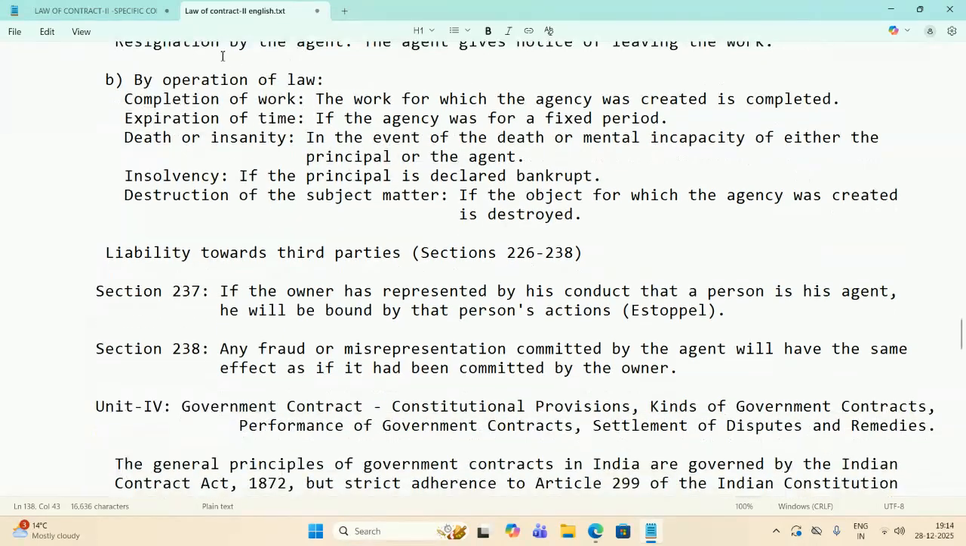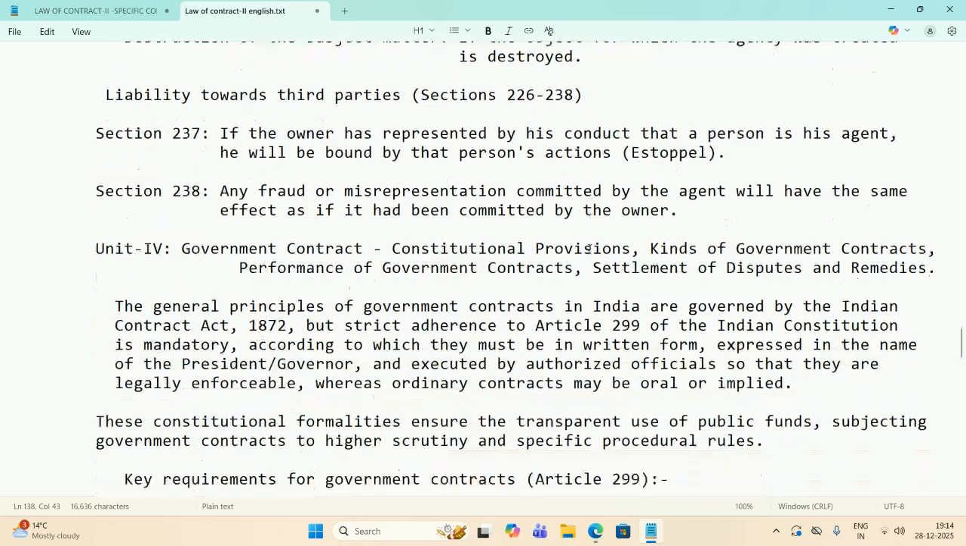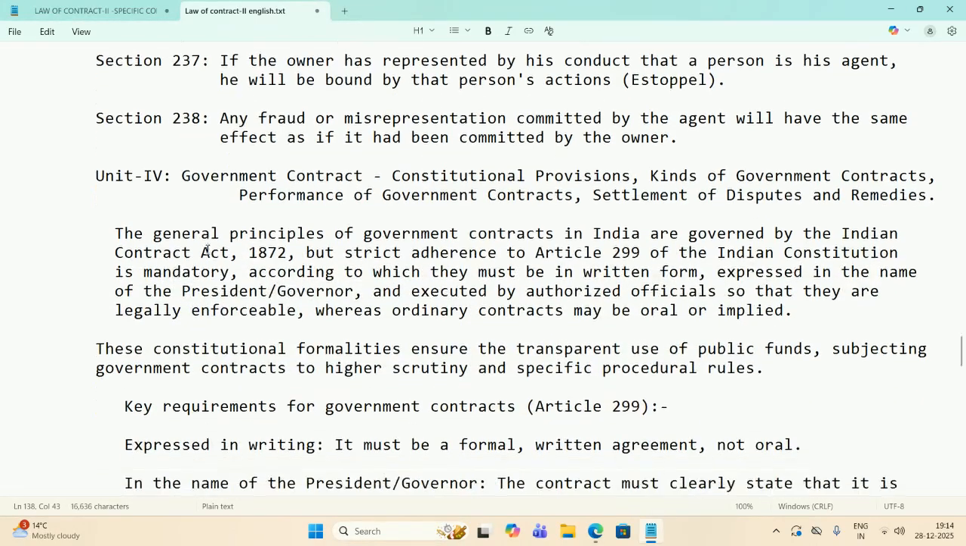Now, liabilities toward third parties is under sections 226 to 238. Section 237: if the owner has represented by his conduct that a person is his agent, he will be bound by this person's action. Estoppel. Section 238: any fraud or misrepresentation committed by the agent will have the same effect as if it had been committed by the owner. Now, coming to Unit 4.